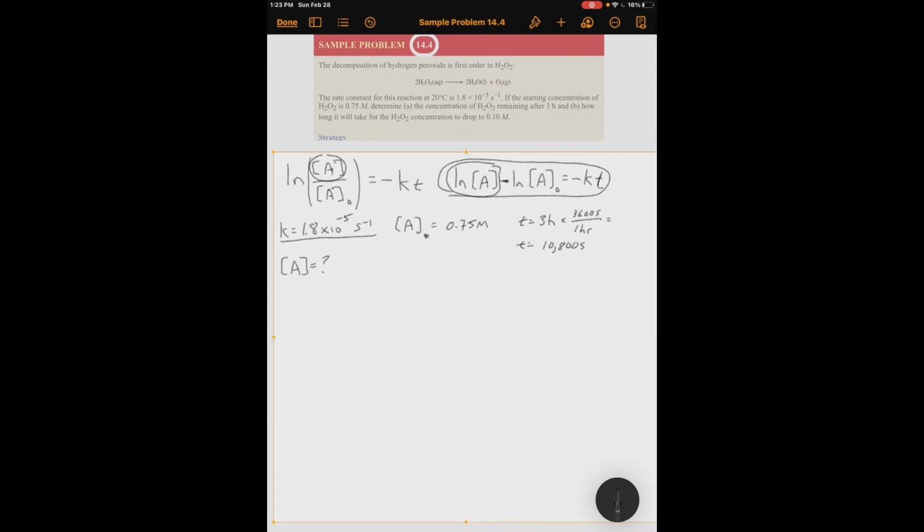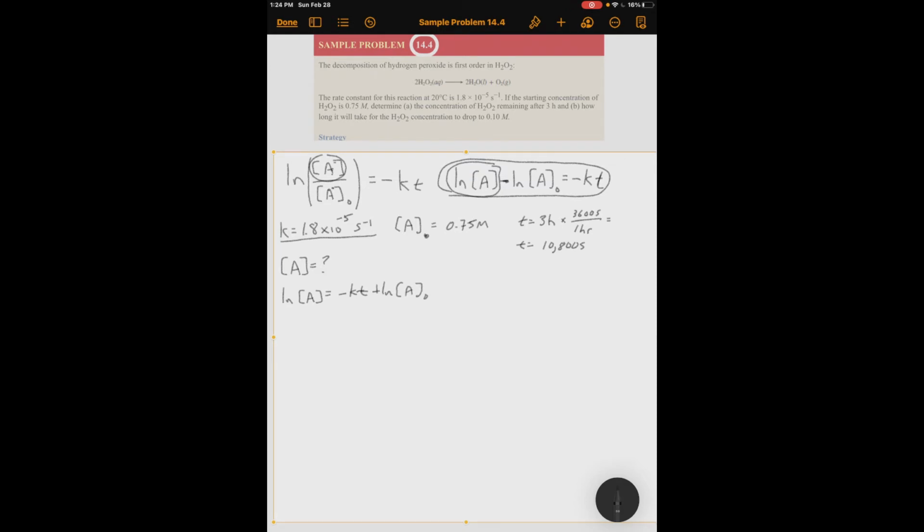Algebraically, if we want to find out what A is, we have two terms on the left side, ln A and ln A0. Let's just add ln A0 to both sides, and we'll have ln of A equals minus kT plus ln of A0. Okay, so I've added that to both sides.